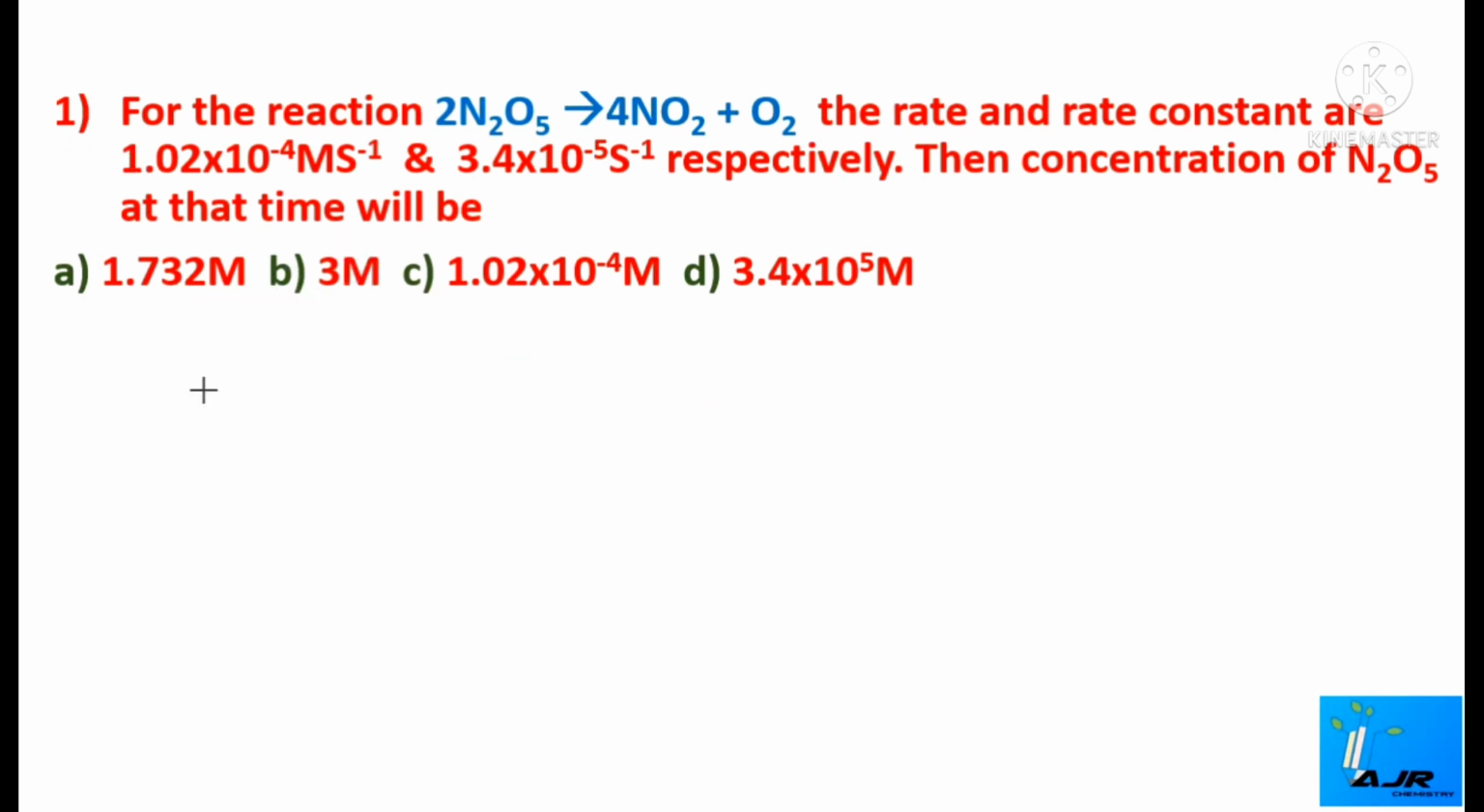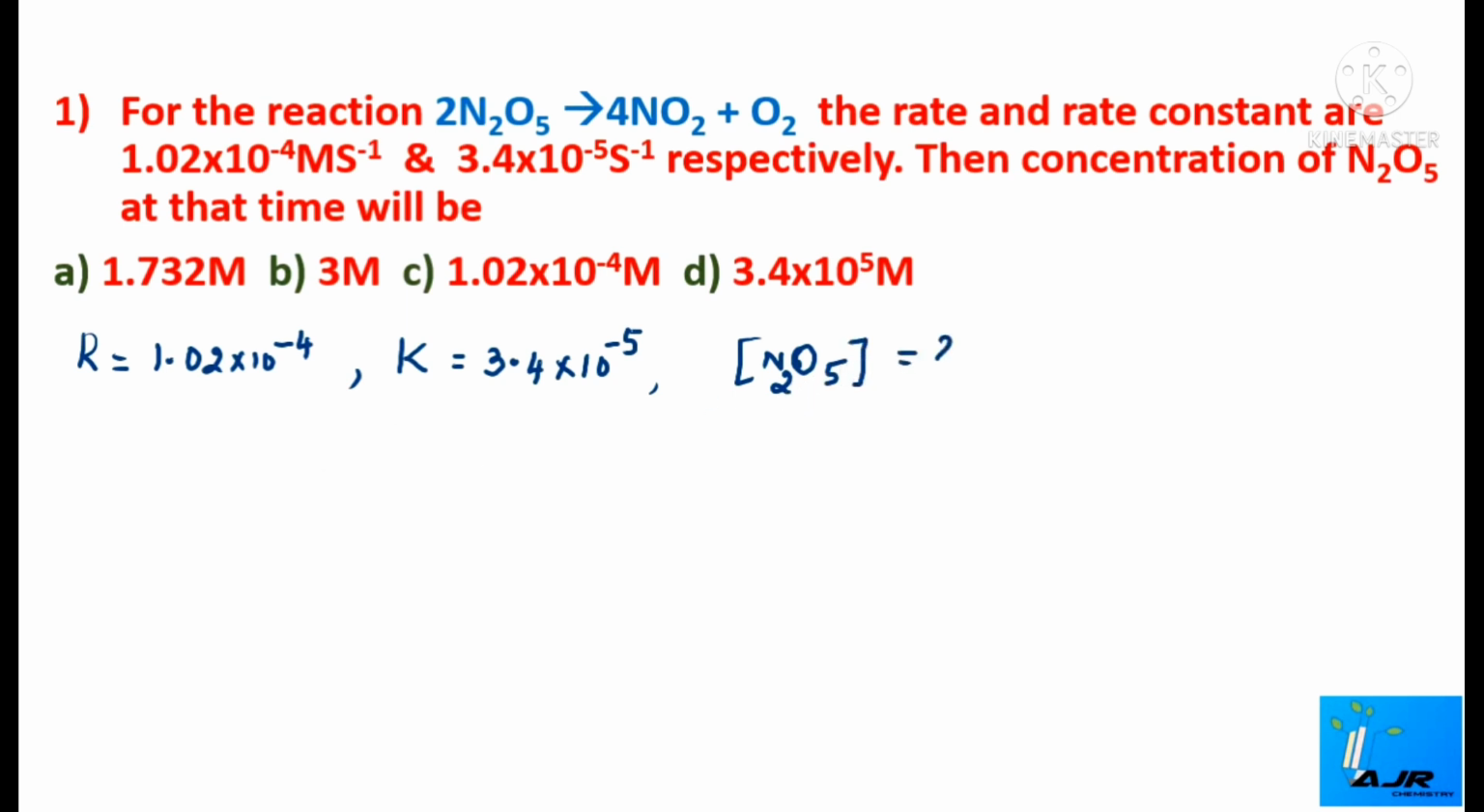So first let us write down the given data. What are the data given? R value is 1.02 into 10 to the power minus 4 M s minus 1. And then what else is given? The rate constant K value is also given. K is equal to 3.4 into 10 to the power minus 5. And they are asking you to find out the concentration of N2O5.